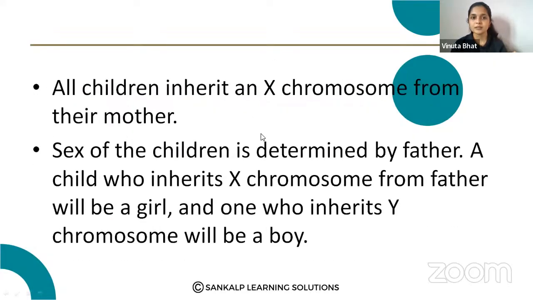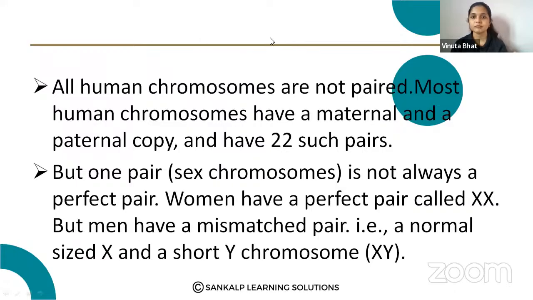In human beings, all the chromosomes are not paired. Most human chromosomes have a maternal and a paternal copy and have 22 such pairs. Total chromosomes in human beings are 23. The 22 chromosomes are similar in both males and females, but one pair of chromosomes is different in male and female. That one pair is not always a perfect pair.